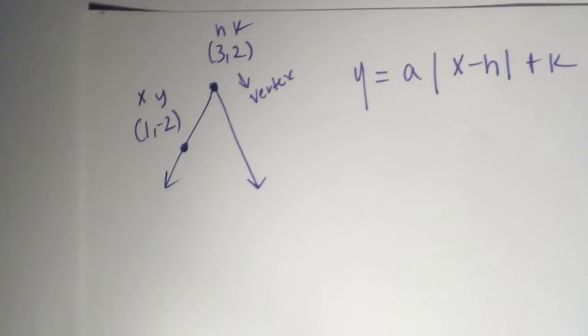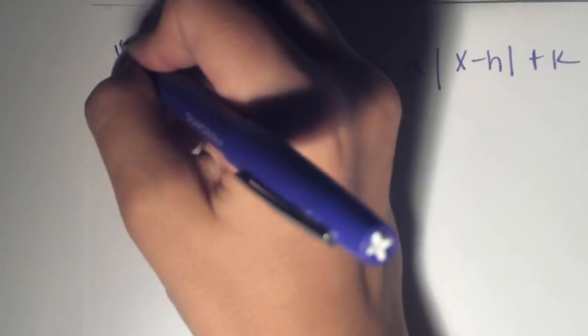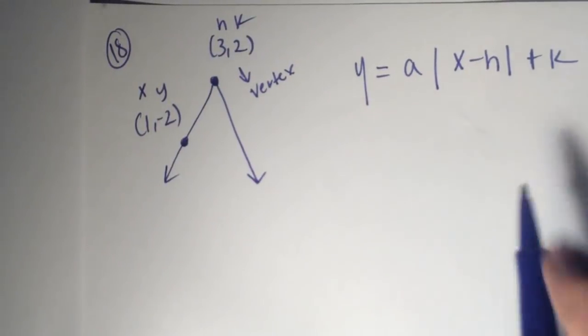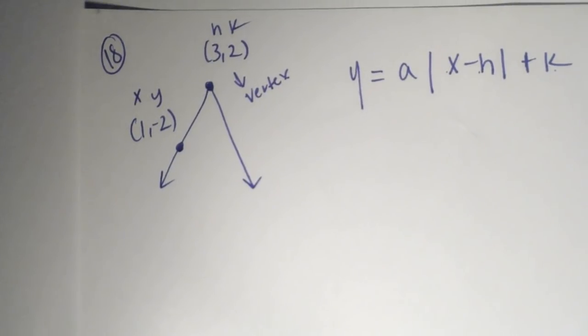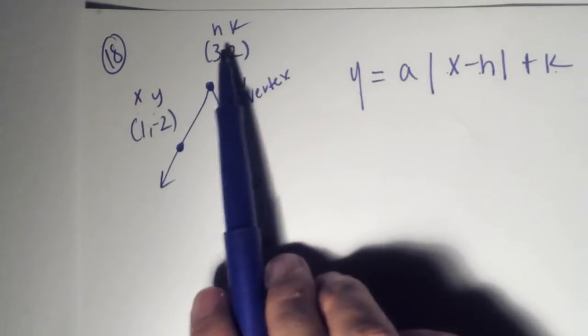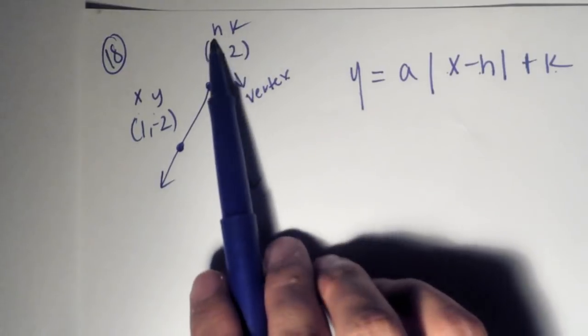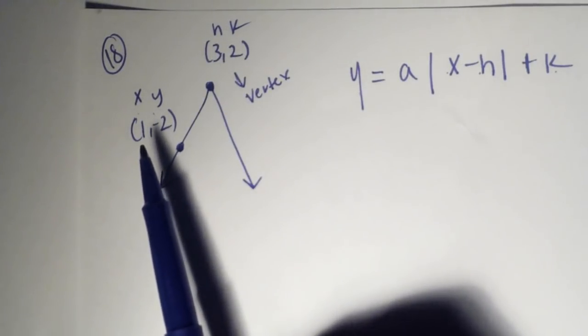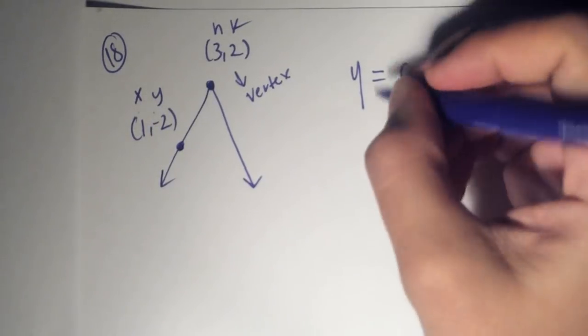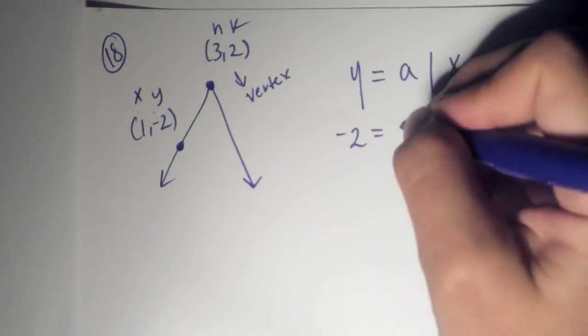If you look at the equation right here for number 18 that I wrote, there's how many variables? 1, 2, 3, 4, 5 variables, right? There are 5 variables, and we know 4 of them: x, y, h, and k. H and k is always your vertex, and then x and y can be any point on the graph. So what I'm going to do is just plug in what I know.